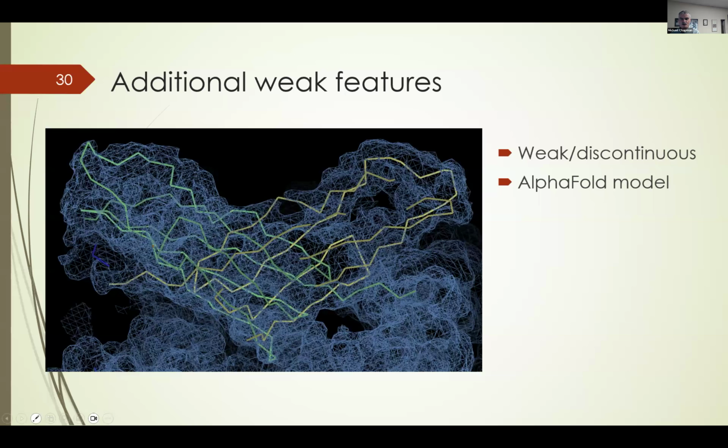And the final realization was that we were sitting on top of a symmetry axis. And when I added the symmetry-related copy that you see here, now we found that we were accounting for most of the strongest features of this disordered density. And it had been very difficult to interpret because what we were looking at were peaks where strands of different beta sheets were crossing at about 90 degrees.